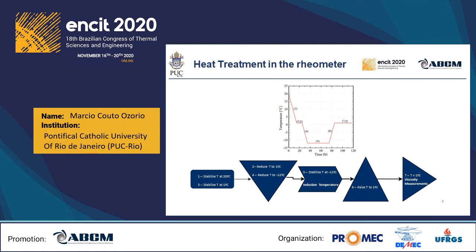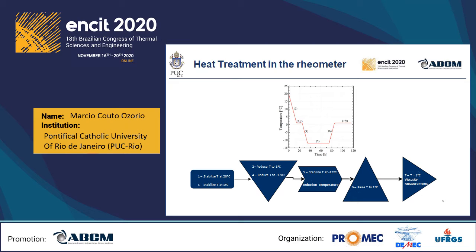After the sample is prepared, it is loaded inside the geometry cup and the heat treatment starts. We can see the 7 different steps of this treatment in the graph at the center of the slide. The first step is decreasing the temperature from 20 degrees to 1 degree. When we reach 1 degree, we apply a shear rate for 10 minutes.